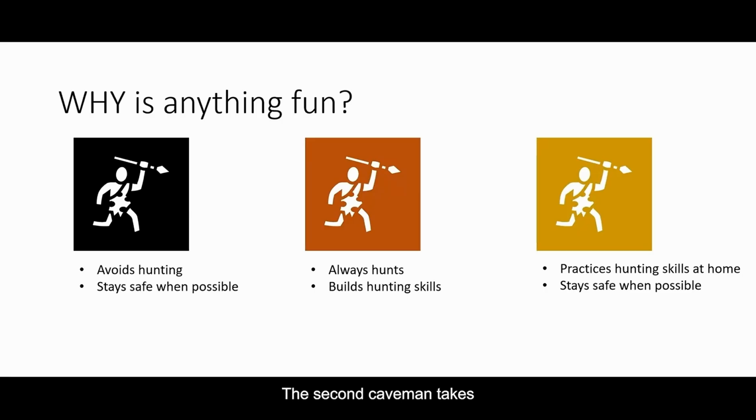The second caveman takes the opposite strategy. He realizes the first strategy doesn't work, so instead he wants to get tons of experience, so he goes out hunting very frequently and gets very, very good at it. Unfortunately, he's also putting himself at risk a lot, and eventually he's gonna get unlucky from one bad hunt and also gonna die.